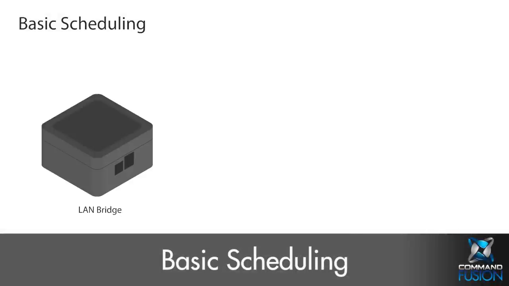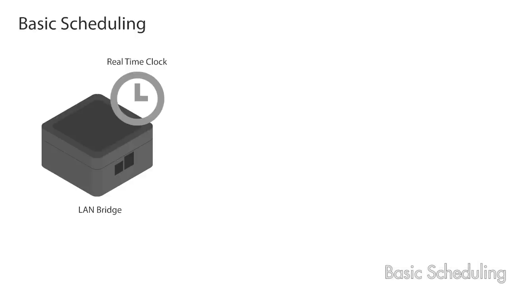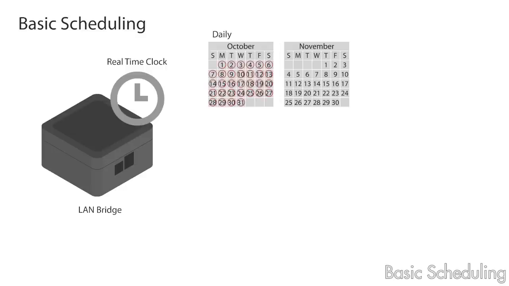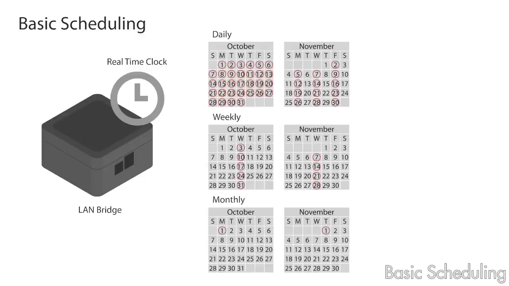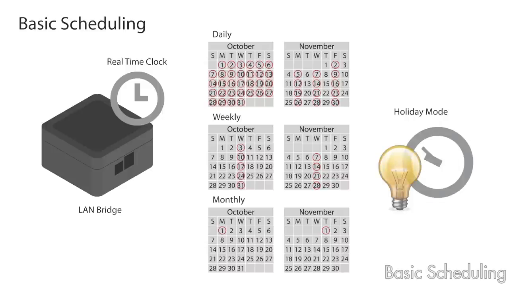The CommandFusion LAN bridge features an onboard real-time clock that allows macros to be performed based on a simple yet powerful scheduling system. Schedules can be configured to run once off, daily, weekly, or monthly, with customizable options such as days of the week or month, recurrence rates, and specific months of the year. There is also a holiday schedule mode to randomly trigger actions in the macro for a set period of time. This can be used to simulate occupancy while the homeowner is away.